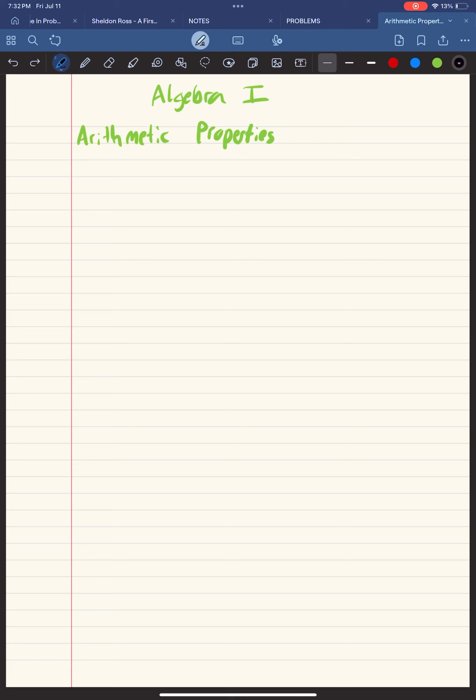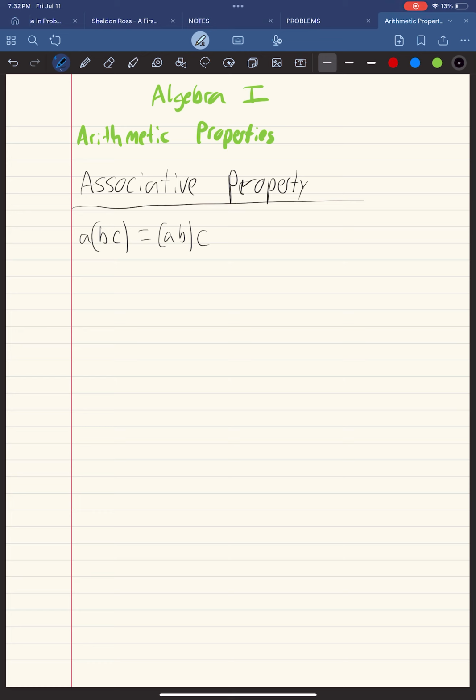So the first one that we're going to be learning today is called the associative property. Associative property, if I can spell. Associative property. All right, so if we have three numbers, a times b times c, but b and c are in parentheses like this, basically what we can do is shift the parentheses to make this a times b in parentheses times c. And this works for any sort of ordering of the a, the b, and the c here.